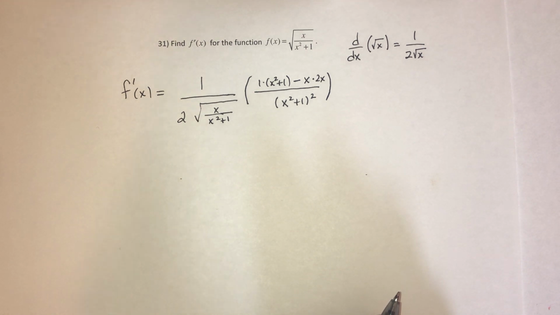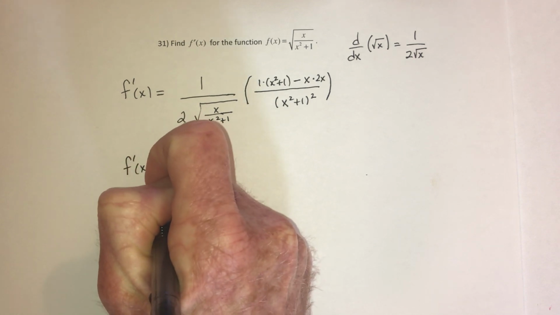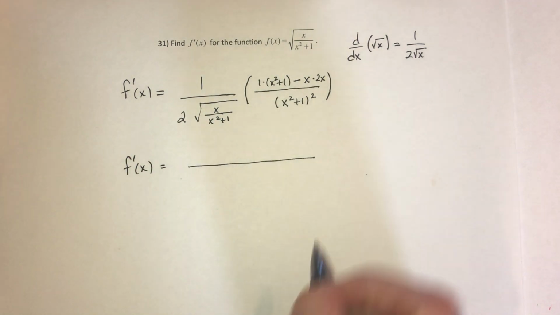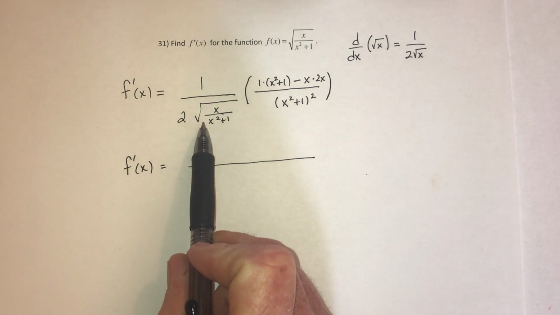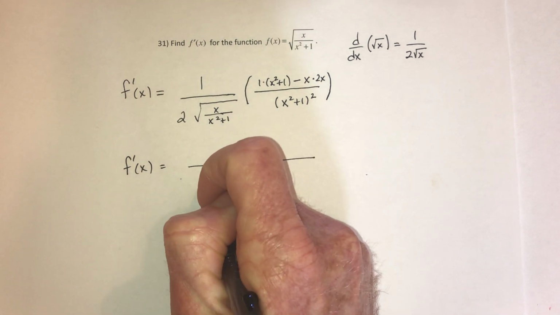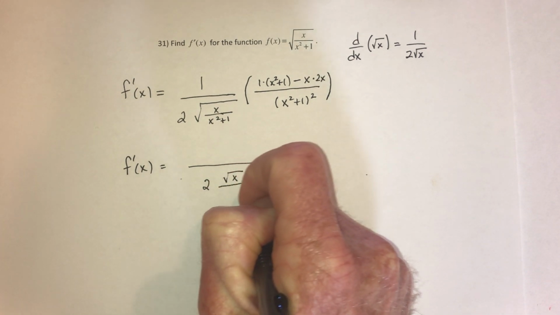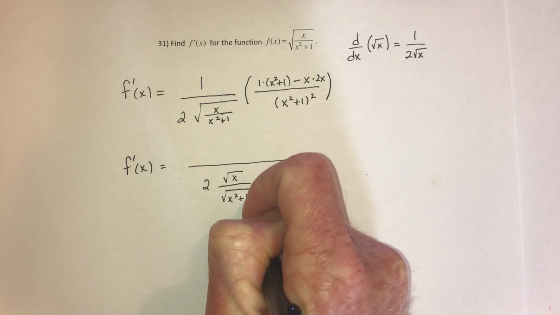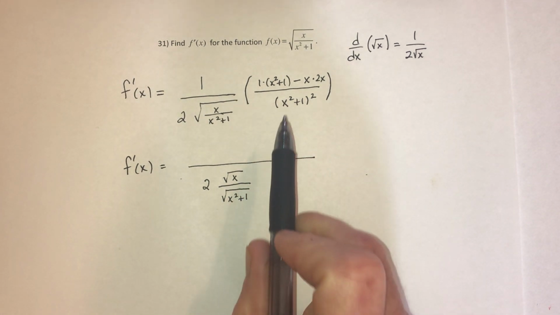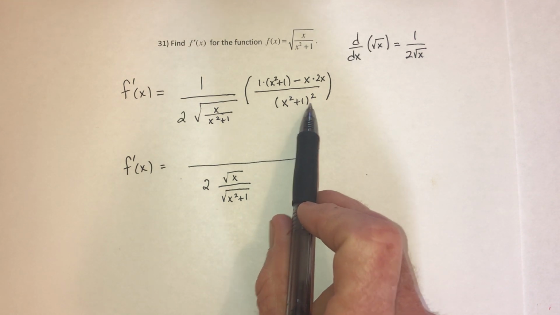Now we need to do algebra to simplify this. So this is going to be one big fraction. On the bottom, there is this square root, which I'm going to break up into the square root of the top and the square root of the bottom. And then also in the denominator is this x squared plus 1 that got squared.